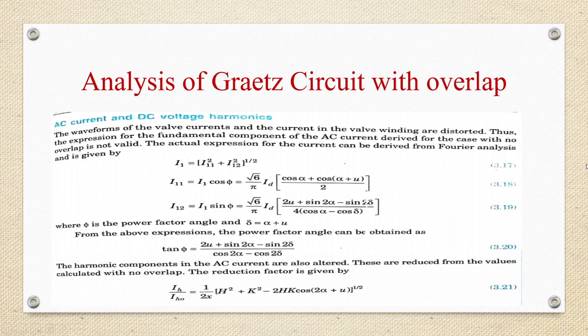So from the above expression, power factor angle can be obtained as tan phi is equal to 2u plus sin 2 alpha minus sin 2 delta by cos 2 alpha minus cos 2 delta. Harmonic components in the AC current are also altered. These are reduced from the values calculated with no overlap. The reduction factor is given by this value.